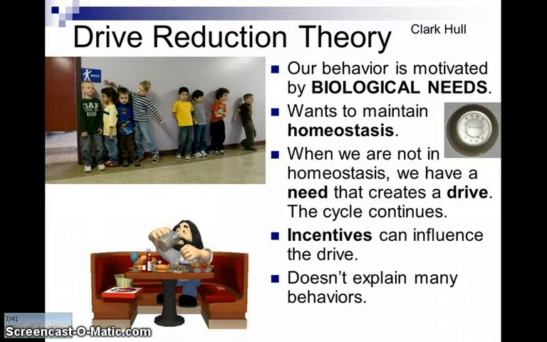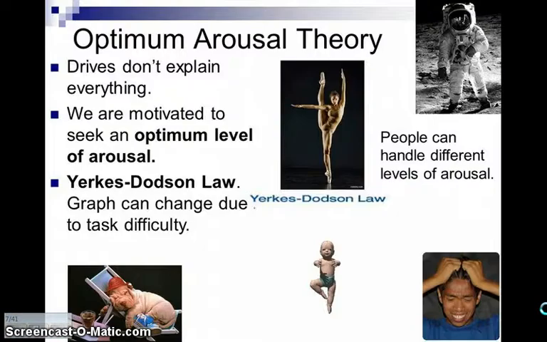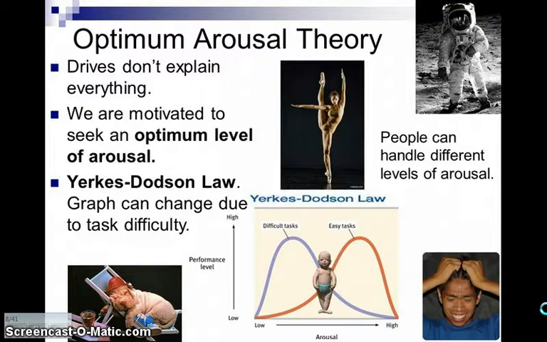But once again, the drive reduction theory does not really explain a lot of our behaviors. There's a variety of things we may do that are not explained by those types of things. Something like skydiving, riding a roller coaster, bungee jumping, or going into outer space. Things like that are not explained by biological needs.